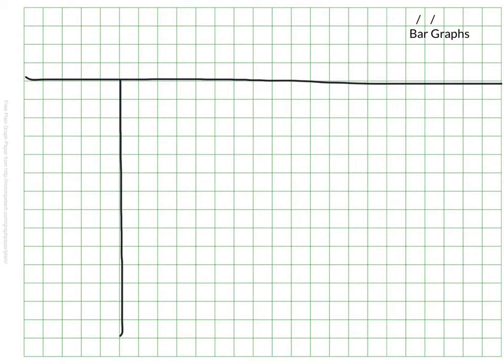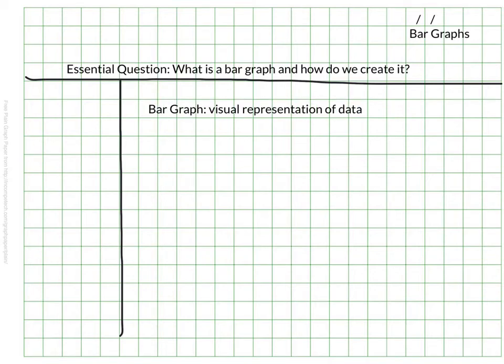The essential question for today is, what is a bar graph and how do we create it? Let's write that at the top as well. Like a line plot, a bar graph is a visual representation of data. I'm going to go ahead and put that in. It's very similar to a line plot with a few small differences.